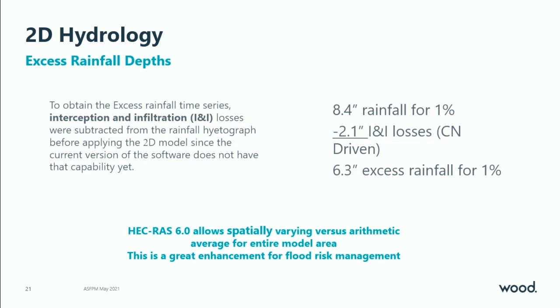HEC-RAS 6 allows us to truly do spatially varying rainfall versus the arithmetic averages that we did in 5.07 or the 5.0 versions of the software. And this has greatly enhanced the flood risk management piece of this and our ability to provide a product that can truly be used for floodplain management.